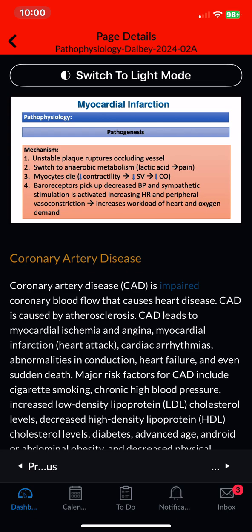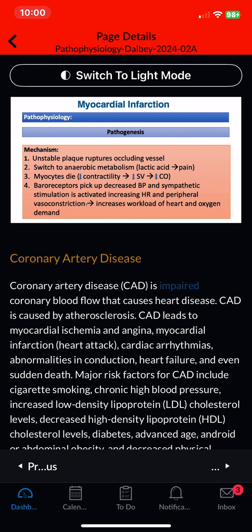As the cardiomyocytes do not receive the oxygen that they need to keep working, we're going to see death of the tissue. And when the cardiomyocytes die, there's a decrease in contractility. As the contractility decreases, there will ultimately be a decrease in stroke volume and a decrease in cardiac output. The decreased cardiac output is going to decrease blood pressure, and the baroreceptors are going to pick up on that decrease in blood pressure, and sympathetic stimulation will be activated to increase the heart rate and increase our peripheral vasoconstriction.